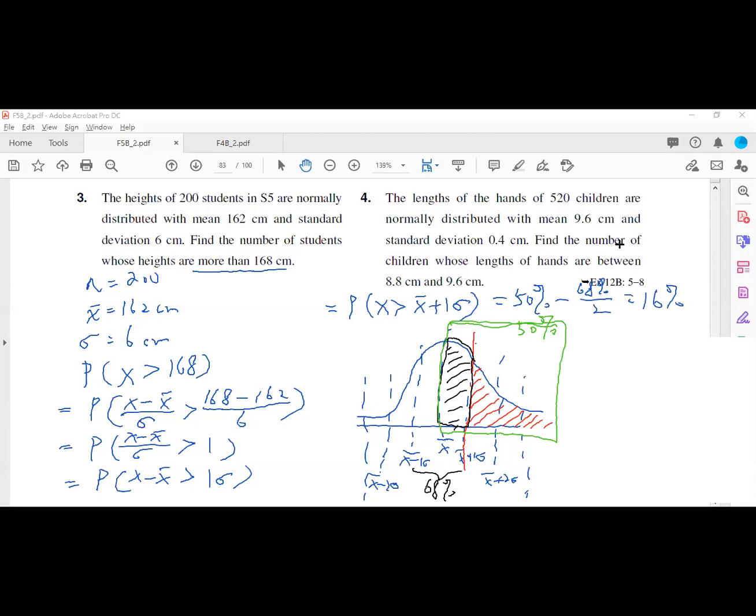Okay, but the question is not asking us to find the percentage. It is asking us to find the actual number of students. Okay, we have 200 students in this question, and then 16% are satisfying the requirements. Therefore, the number of students is equal to 200 times 16%, which is equal to 32. That is the answer.